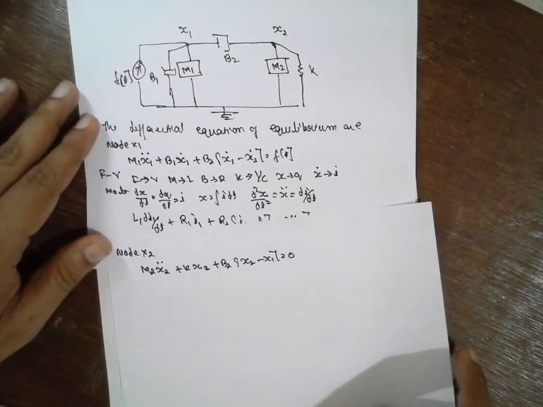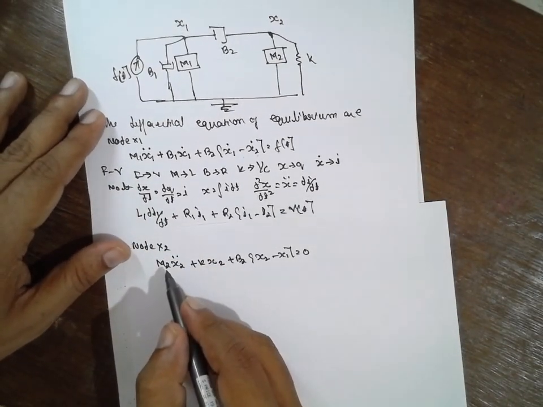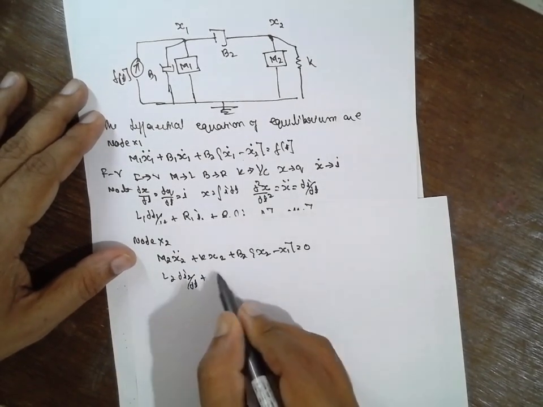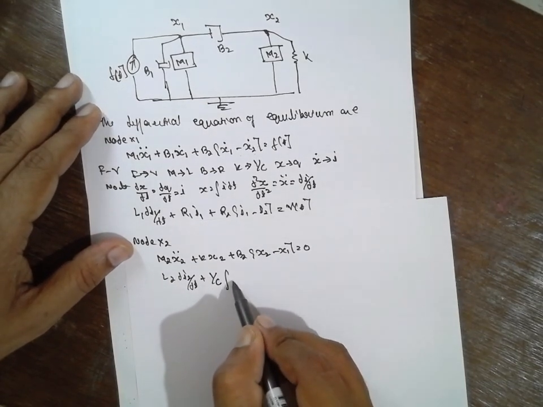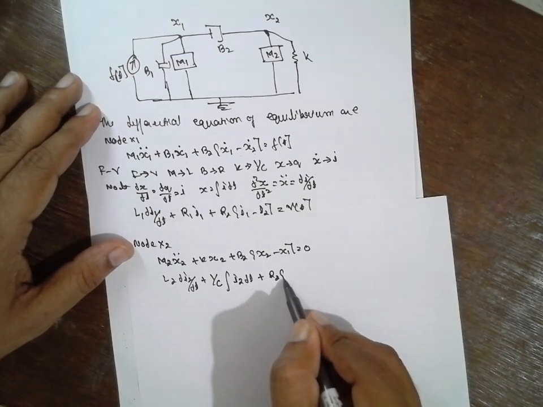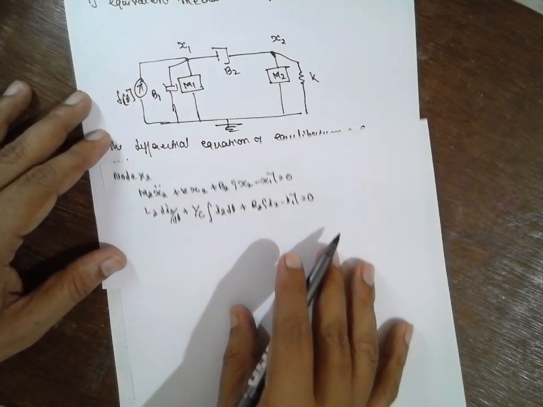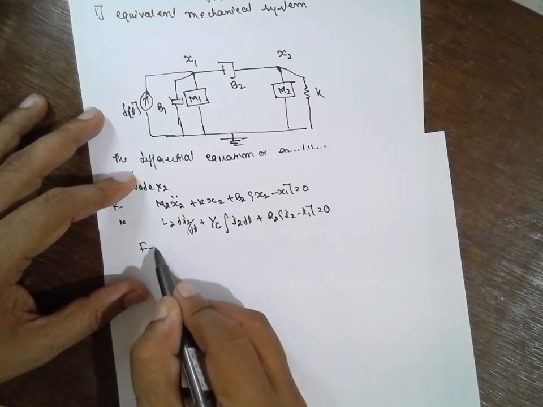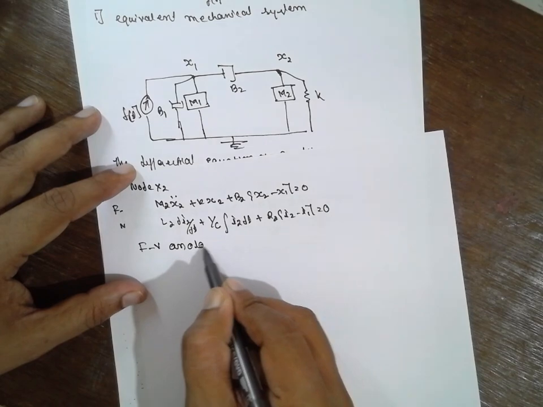Now convert this one into the force to voltage analogy. That is, M2 is nothing but L2 di2 divided by dt, plus K is nothing but 1 by C integration of I2 dt, plus B is nothing but R2 (I2 minus I1) is equal to 0. Now this completes your force voltage analogy. Next I will draw the force voltage analogous circuit.